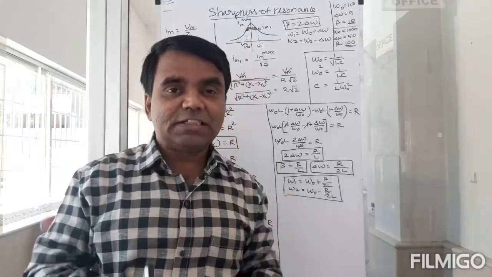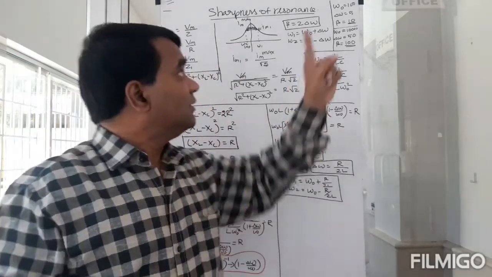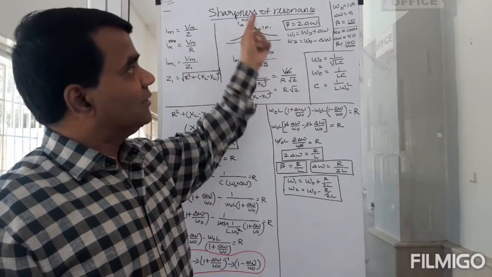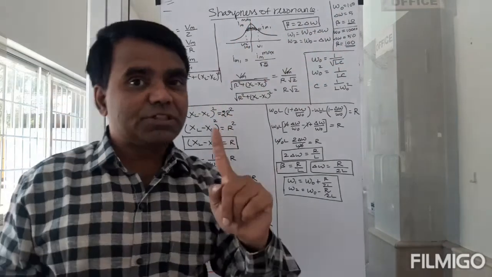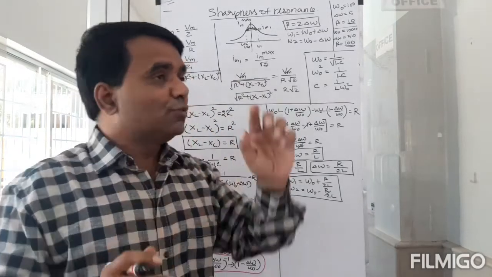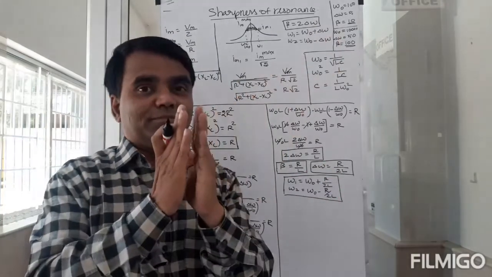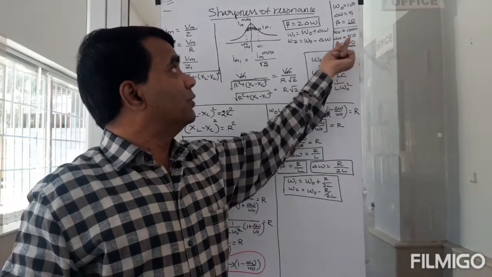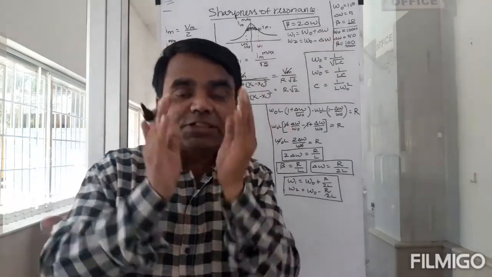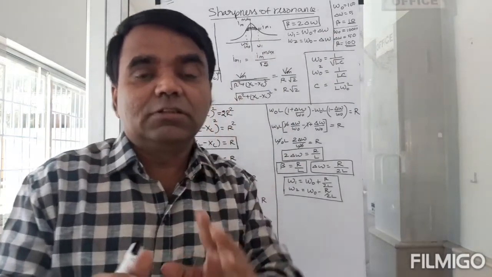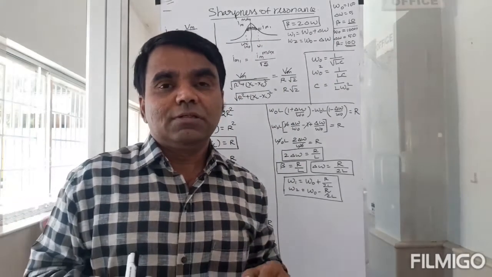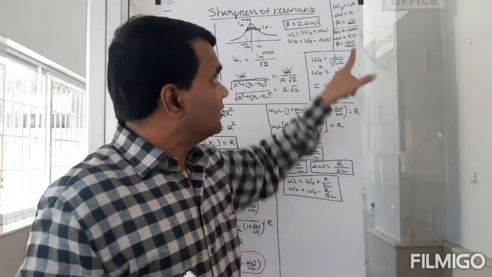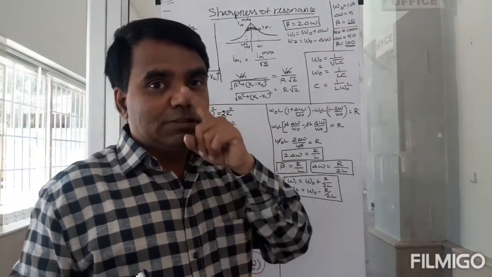So 100 out of 10,000 is just 1%. In this case, 10%. And in this case, just 1%. So which is sharper? This is sharper. Even though the bandwidth is 100, this is sharper than this. So bandwidth per se is not the measure of sharpness. The percentage of bandwidth is the measure of sharpness. This is sharper than that one.